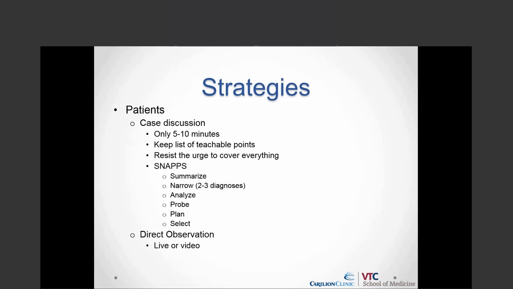Then N is for narrow. Let them bring it down to 2 or 3 relevant diagnoses. Of course, many times the differential can contain many, many more than that, but narrowing it down to 2 to 3 diagnoses that you would like to spend time talking about is important. Then A for analyze. Compare and contrast the diagnostic options with them quickly. And then P for probing. Ask them the specific questions in areas of uncertainty which are concerning for that particular case.